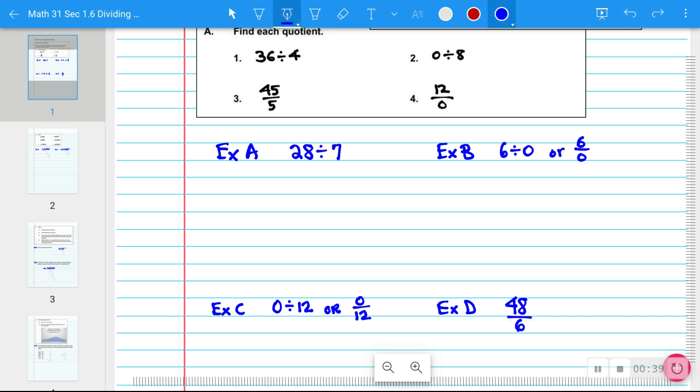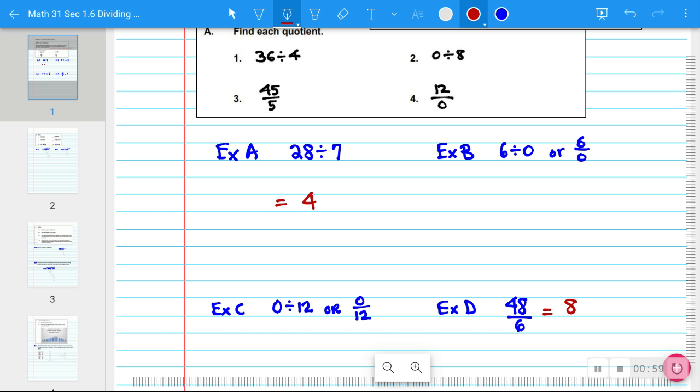Okay, let's see how well you know your times tables. 28 divided by 7 gives 4, and we know that since 4 times 7 is 28. I'm going to skip to example D real quick here. 48 divided by 6 is 8. That's because 8 times 6 is 48.